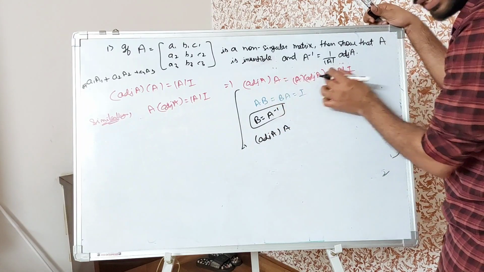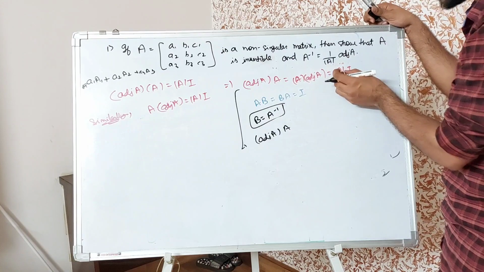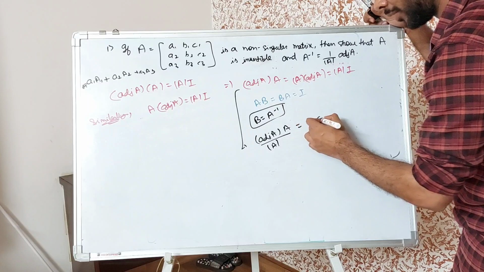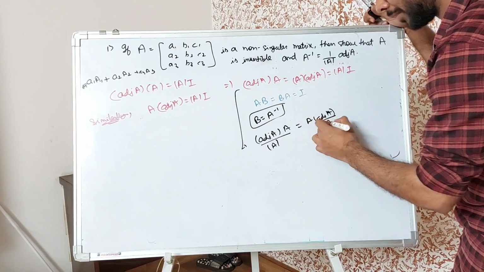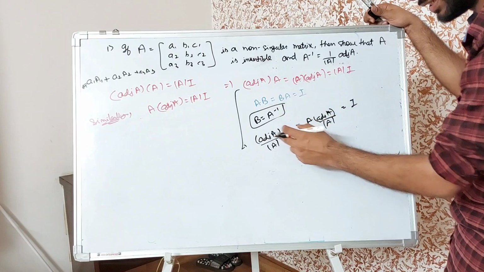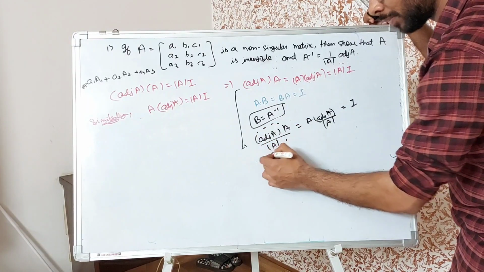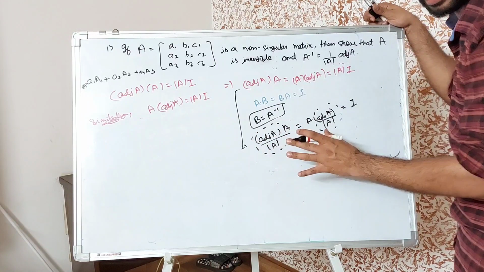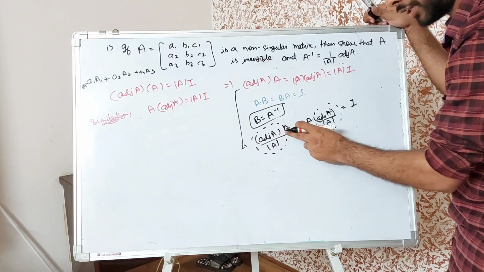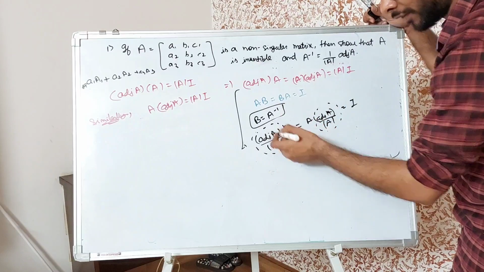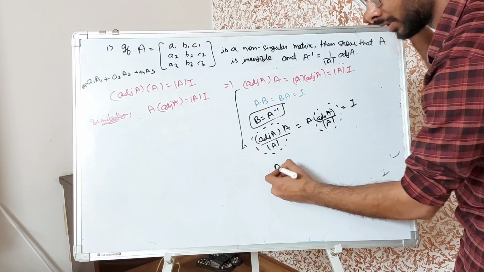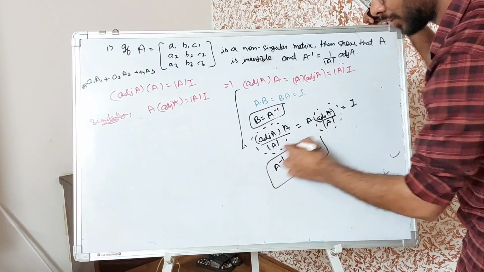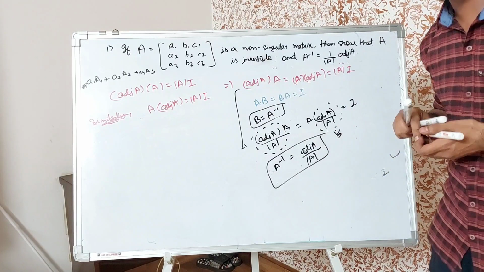and we'll divide by determinant of A. Determinant of A is a number, like 5, 3, 2, 8, so we can divide by determinant of A. This gives A into adjoint of A divided by determinant of A is I. Now if we compare, it's like B into A equals I, so this is nothing but A inverse. So A inverse is adjoint of A divided by determinant of A. Hence proved. So we have understood this question, right?